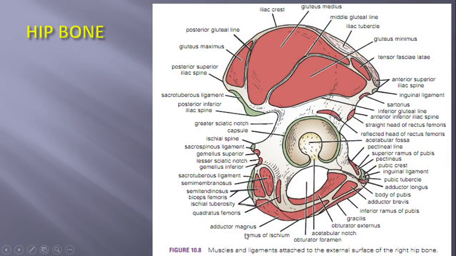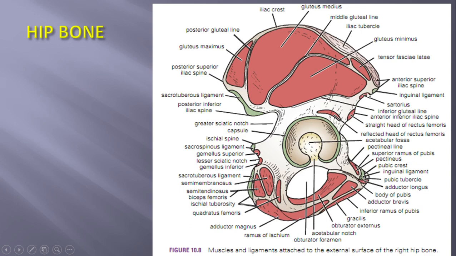This is the diagram of the outer surface of the hip bone. Now we will discuss the attachments of the three parts of the hip bone on its outer aspect. You can see the superior part, the fascial part, which is the ilium. On the ilium, we'll start from the anterior superior iliac spine.